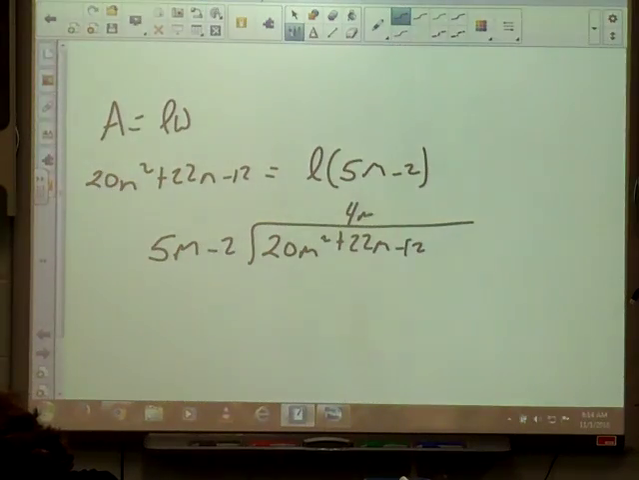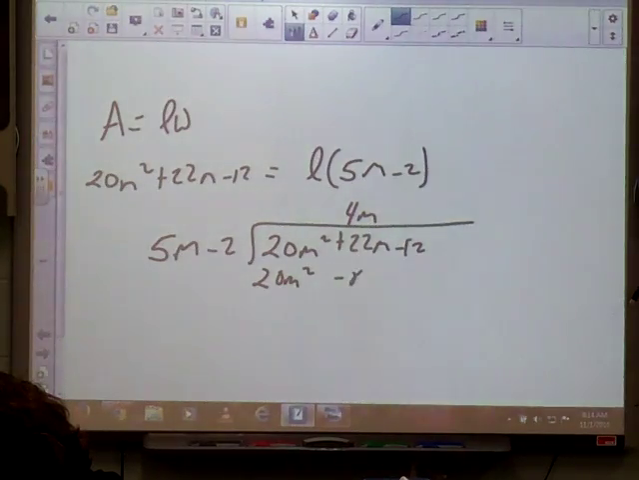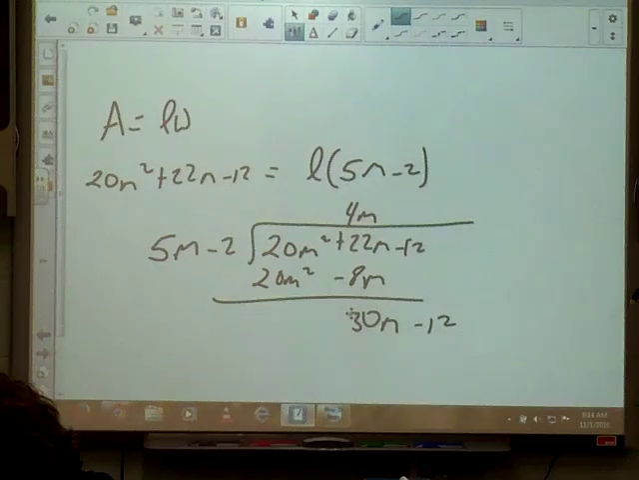4m. So now we distribute a 4m to everything. 4m times 5m is 20m squared. 4m times negative 2 is negative 8m. Subtract, that's nothing. 22 minus negative 8 is 30. Bring down your 12 minus 12.